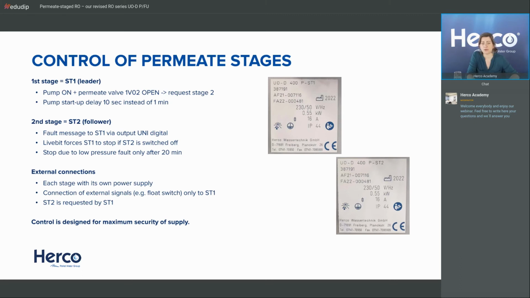Okay, so remember when we deliver it, it comes with all the connections and all that. So it's complete. When you connect the external signals, as I said, for example, float switch that says the permeate tank is full, you only connect to stage 1 because stage 1 is the leader and gives the signals to stage 2. And when the permeate tank is empty, for example, stage 1 is requested, and stage 1 requests stage 2. We try to design the control for maximum security of supply. So that means you will have an easy job to set it up. You won't get fault messages too early, and it will be smooth to get the 2 stages running together.